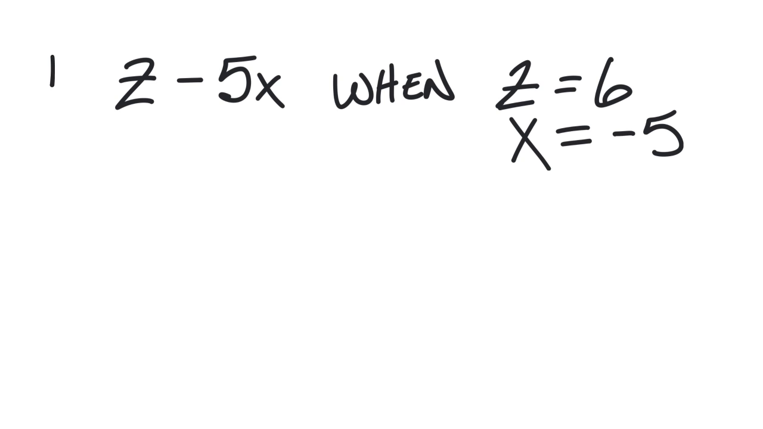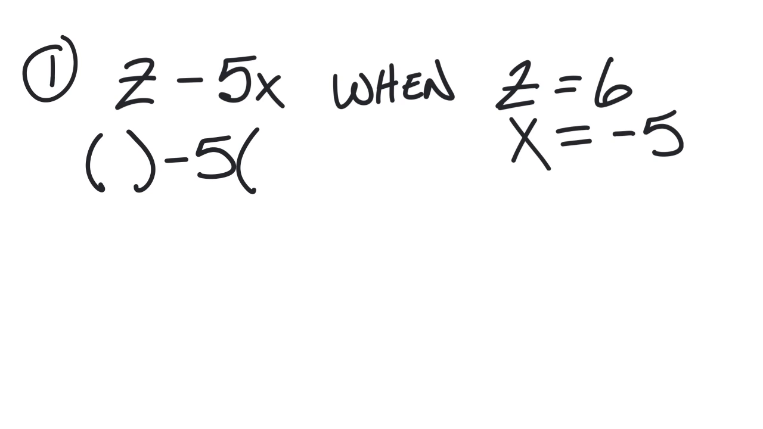So first step would be to write the original expression. And again, this is an expression. We're simplifying it. We're not solving it because there are no equal signs. But we're going to open up some parentheses for z, write minus 5. And then when there's a number right next to a variable, the coefficient, we know that's multiplication. So just open up some new parentheses and let's substitute it in. So z equals 6. So we're going to substitute that there, and x equals negative 5.